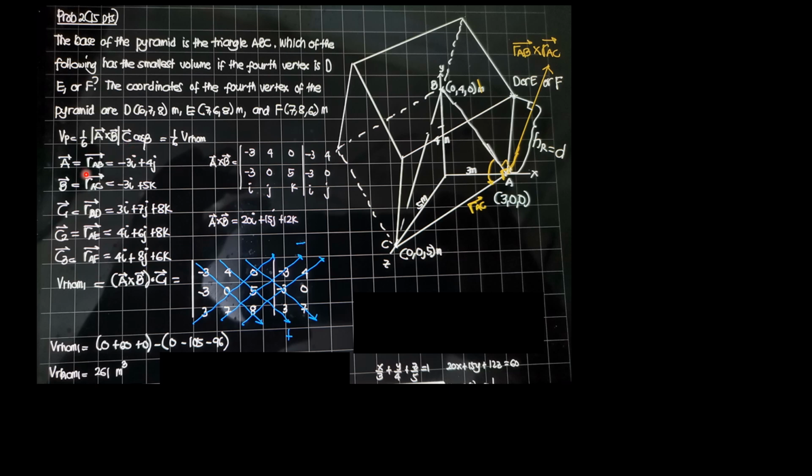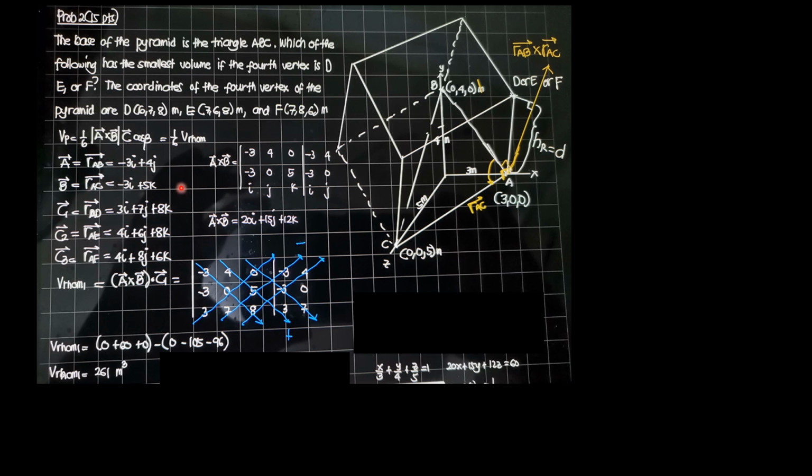So we defined vector A, RAB. It is terminal 0, minus 3, so negative 3i. Then 4 minus 0 is 4j. Then 0 minus 0, 0. So it's just negative 3i plus 4j.